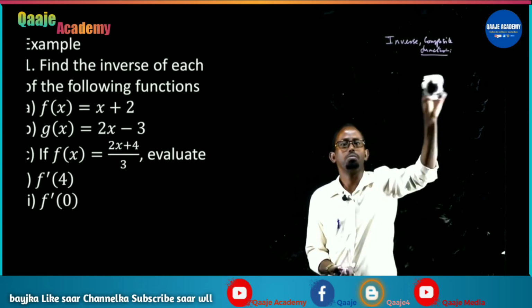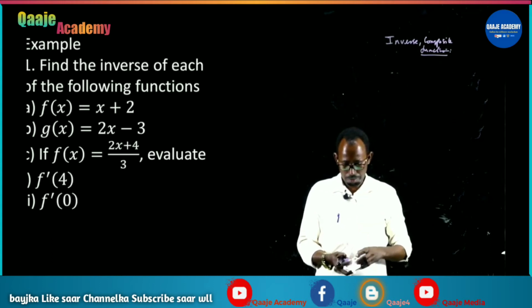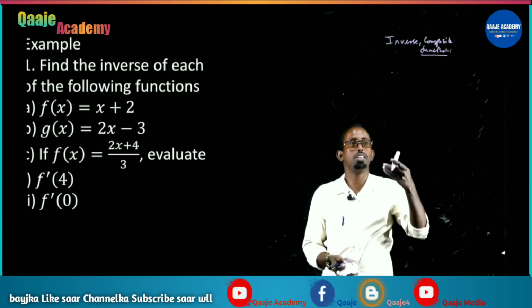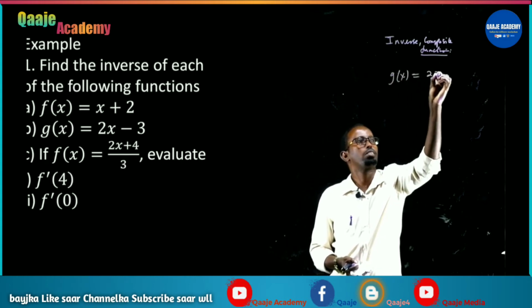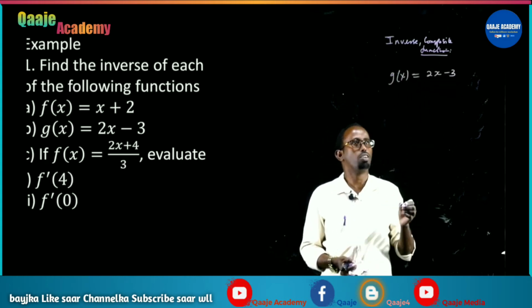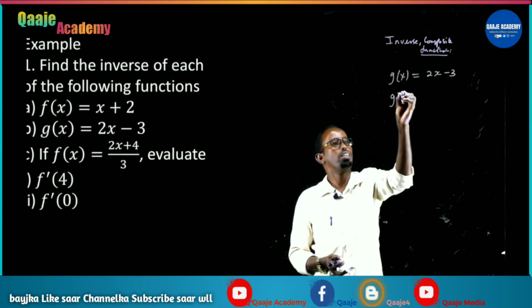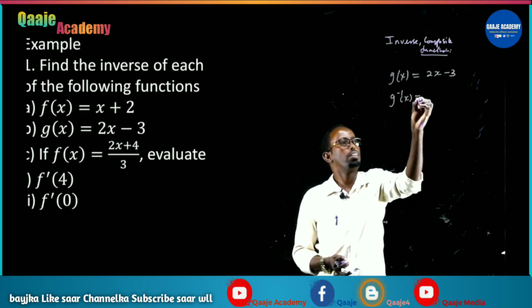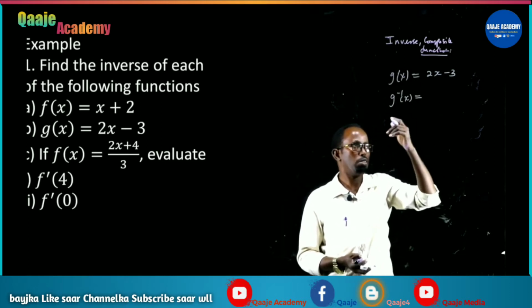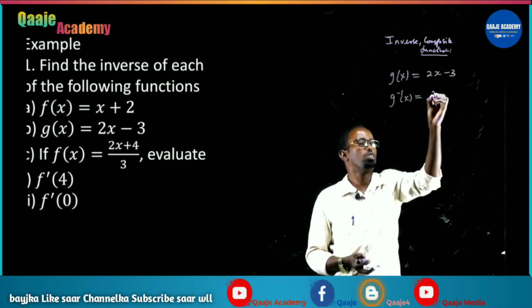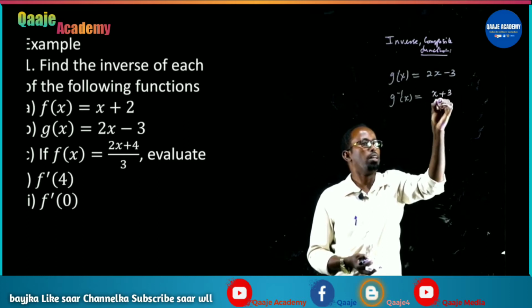Number 2, g of x as another function, 2x minus 3. The inverse of g is g inverse. The inverse of multiplication is division. The inverse of minus becomes addition. So this will be x plus 3, and then divide by 2.